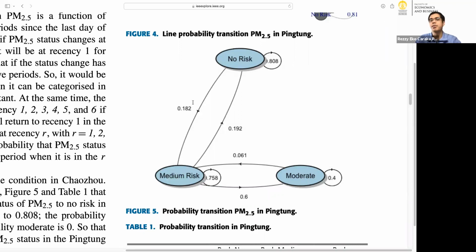So I can get the probability 0.1. The transition from medium risk to no risk is 0.192, and from no risk to medium risk is this probability. Also, to get the information from medium risk to moderate, I can get this transition probability. It means the probability change from the state medium risk to moderate is very significant compared to the others. So this is the idea of using the Markov state space.